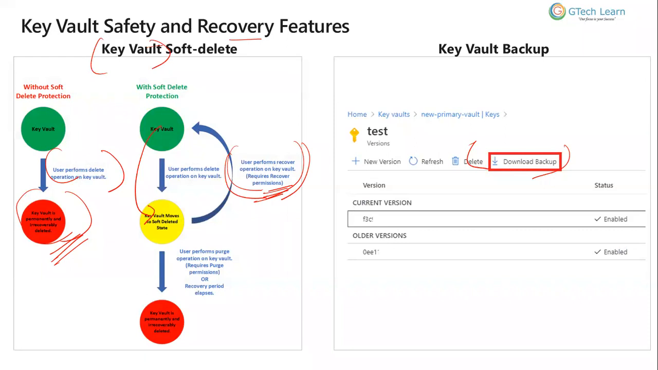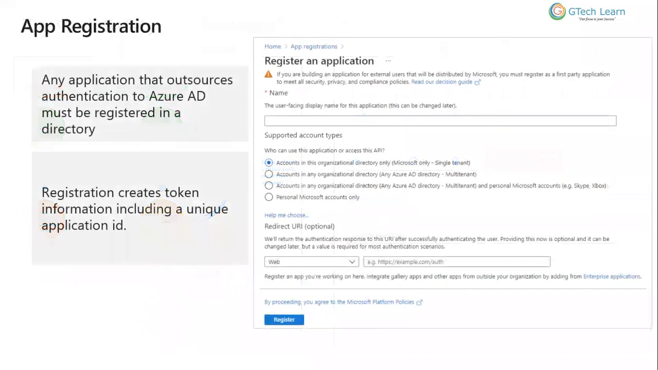That's okay. Moving ahead with the next topic, that is the app registration. If we want to use any application that outsources the authentication to the Azure Active Directory, it must be registered in the Azure Active Directory. So we can make the login to the Azure Active Directory as well. And once we create the registration, it will create token information, including the application unique ID, secrets, and object ID related things over there.